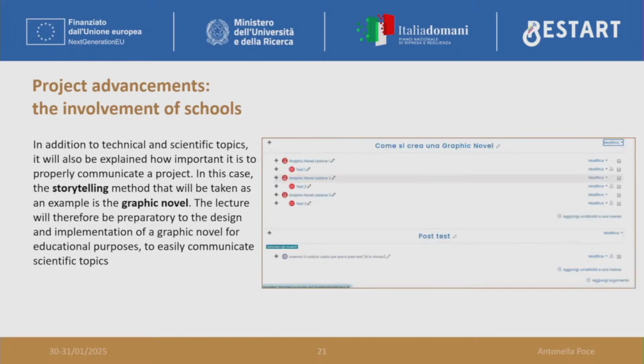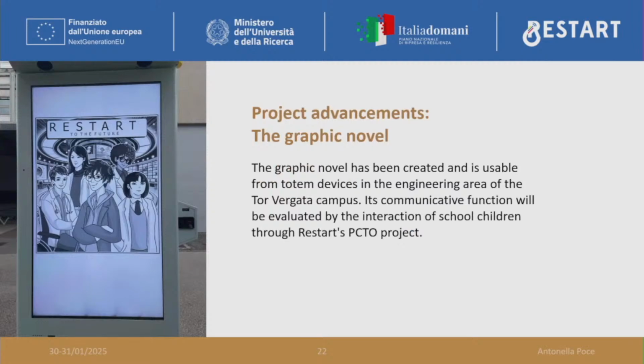Then they have another area where they learn how to draft a graphic novel that could help the communication of certain contents, and also how they could communicate scientific concepts through a graphic novel, which can be very, very involving, and also could be the start, and they will learn also how to create a video game. The graphic novel is entitled Restart to the Future. These are the 5 main characters.